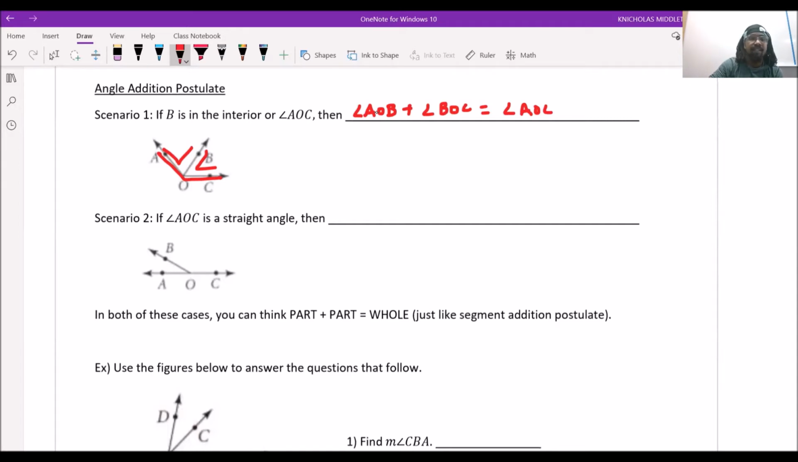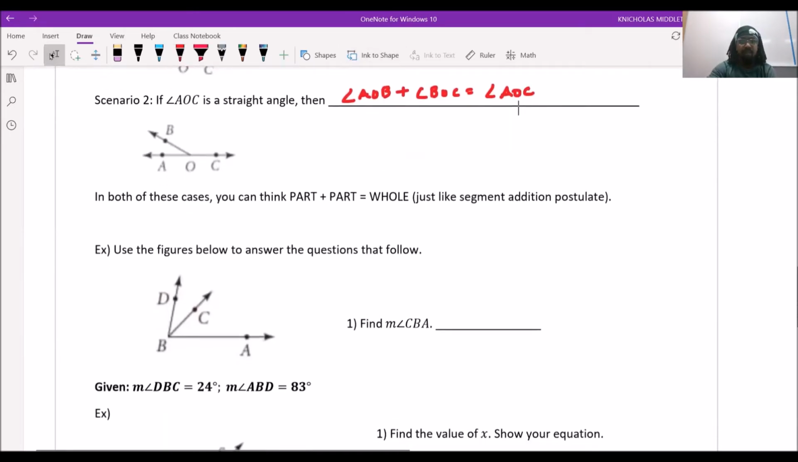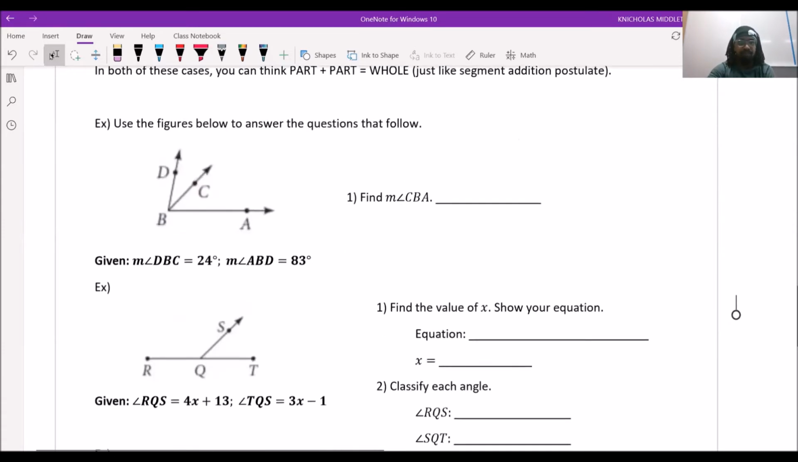That's very similar to the segment addition postulate. The second scenario is basically the same thing, except we're saying this even works with a straight angle. Angle AOB plus angle BOC equals the whole thing, angle AOC. Same thing, when it's a straight angle, it works too. In both cases, part plus part equals whole.